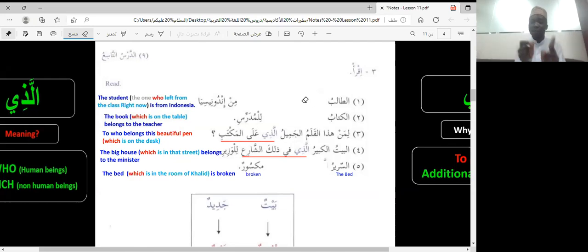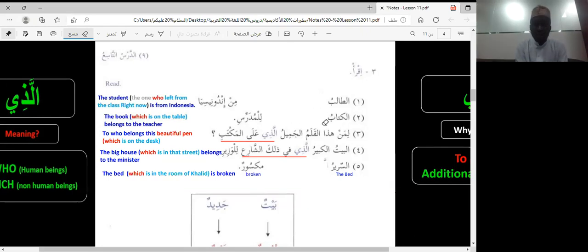It is called جملة اعتراضية in Arabic. It is a jumla that is used to provide additional information. If you remove it, you can see that it is a complete sentence. When I say at-talibu min Indonesia, the student is from Indonesia, it is a complete sentence. But when I say alladhi kharaja min al-fasl al-an, who left the class right now, I'm providing additional information about the student. That is the usage of alladhi in Arabic.